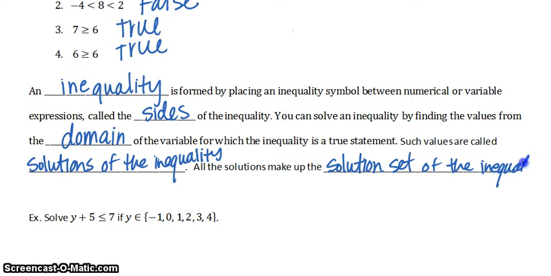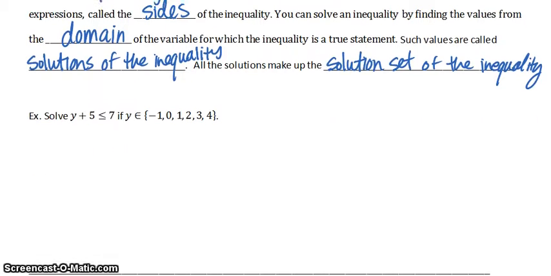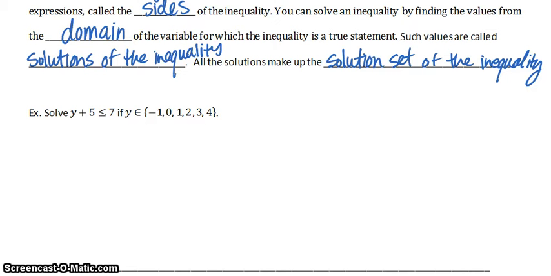So you have the domain, which is what you can choose from, and then you have the solutions of the inequality. Those are some of the true ones, but all of the solutions are called the solution set. Now, we did this before we learned how to solve. You're going to be plugging in. You can plug it in your head, but I'm going to write it out. So I'm going to plug in -1. -1 plus 5 is 4. 4 is less than or equal to 7. That is true, so that is one of our answers.